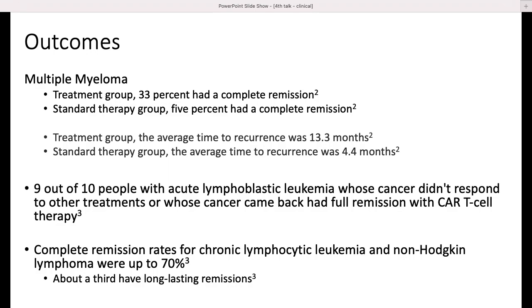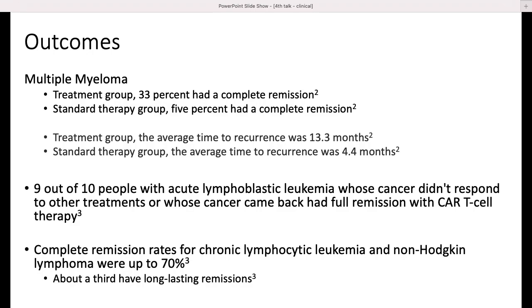Just some other statistics. 9 out of 10 people with acute lymphoblastic leukemia who didn't respond to other treatments had full remission with CAR T-cell therapy. That's pretty cool. And of course, whenever I say these statistics, there are still a lot of other people who weren't able to respond, unfortunately. But for people who aren't able to respond to the normal therapy, it is encouraging to see that there's potentially some other option.